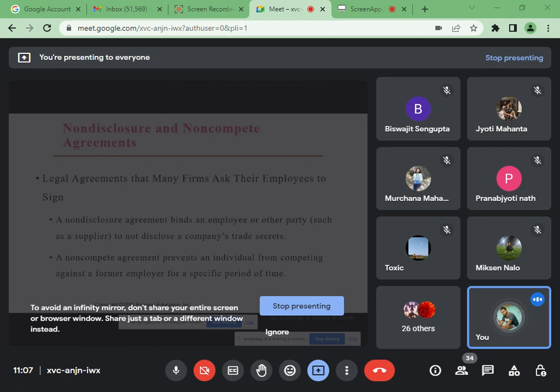A non-compete agreement prevents an individual from competing against a former employer for a specific period of time. So the main function of a non-compete agreement is to prevent an individual from competing against a former employer for a specific period of time.